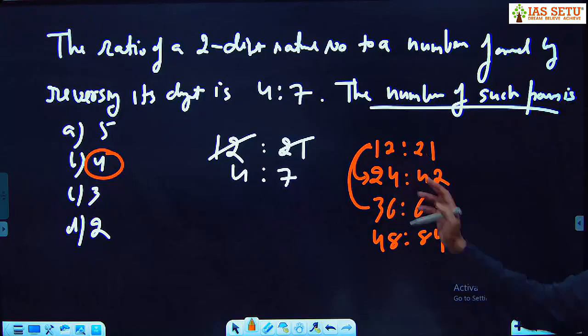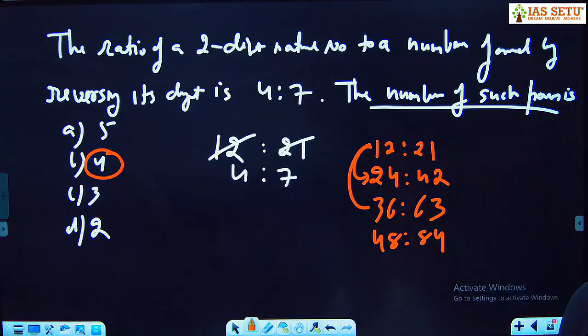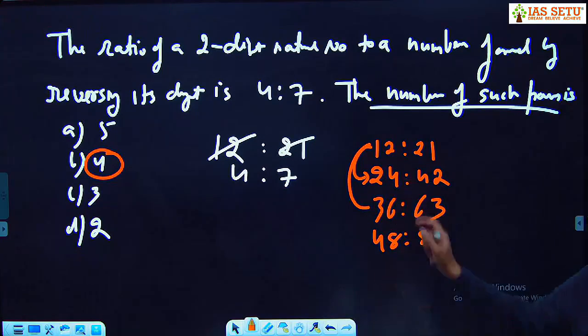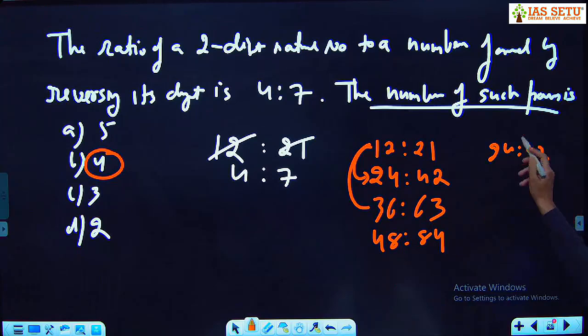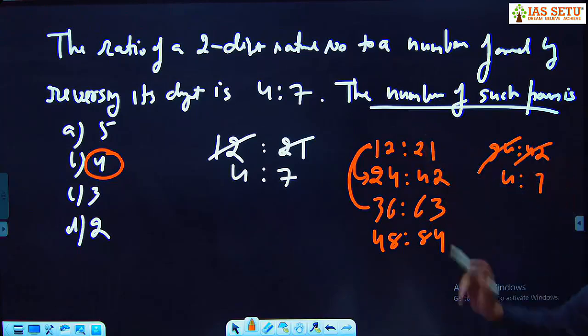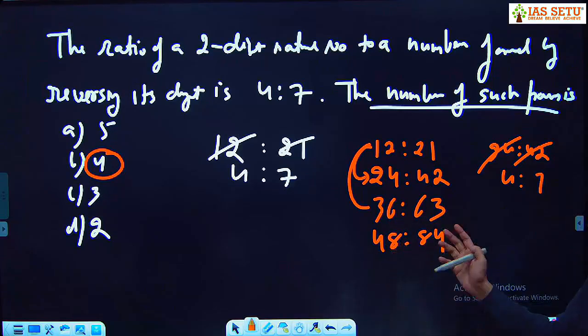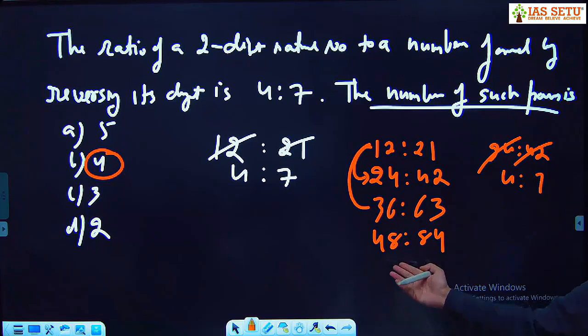I repeat, start with 11. 11 will not work. Then 12: 12 is to 21, yes, that gives the same ratio 4:7. For the next number, take multiples of 12. The multiple 24 has reverse 42. You can check, 24 and 42 divided by 6 gives 4:7. Your condition is satisfied. Next are 36 and 63. Next are 48 and 84. Stop, because for the next number 60 it is not possible, because the reverse of 60 is 6, a single-digit number. So there are 4 such pairs which satisfy your question.